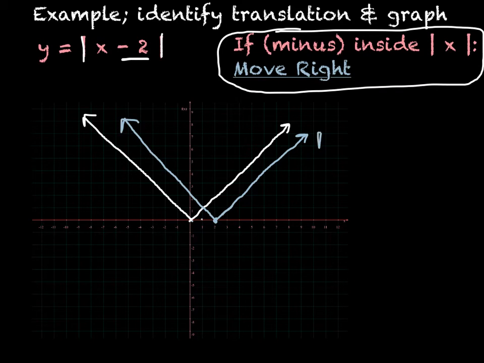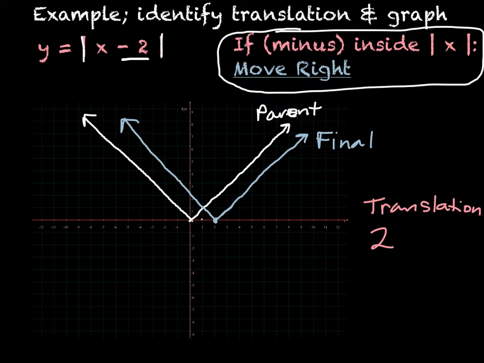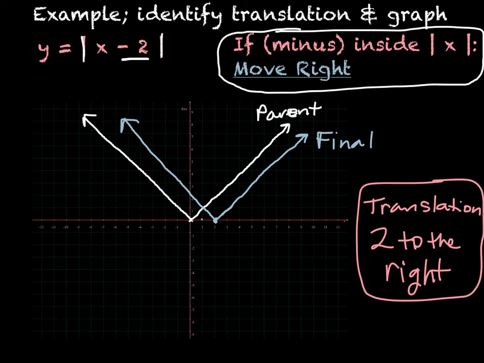So this is my final. This first one I drew as my parent function. And you should draw both so that you can easily move them like that. So what you're going to say is you have to graph it and then tell me translation to the right. And that tells me how it moves.